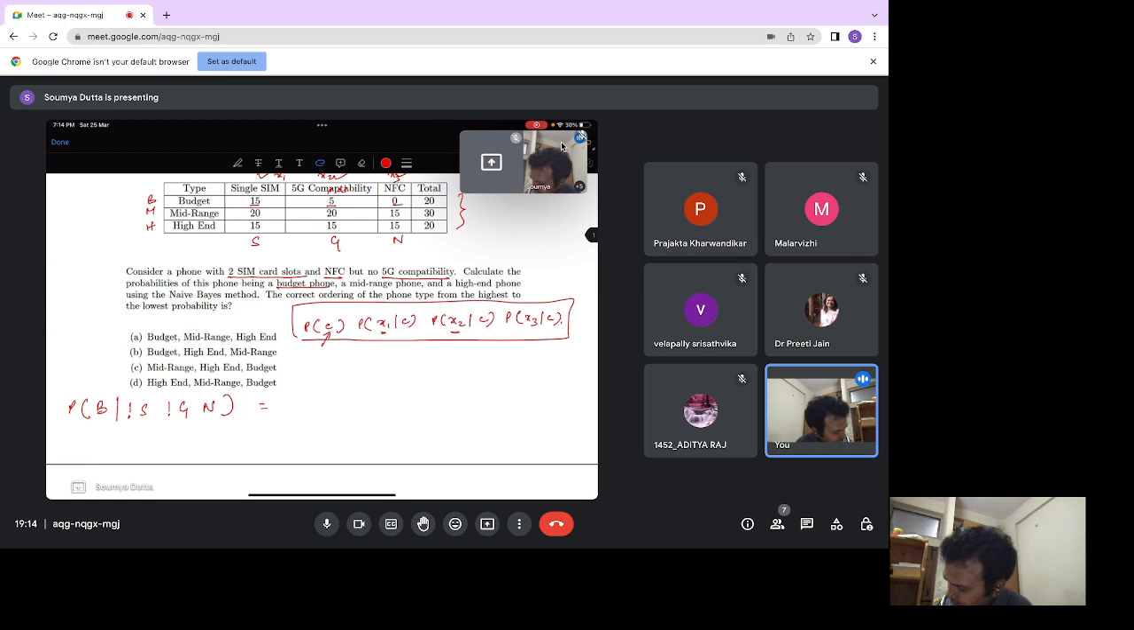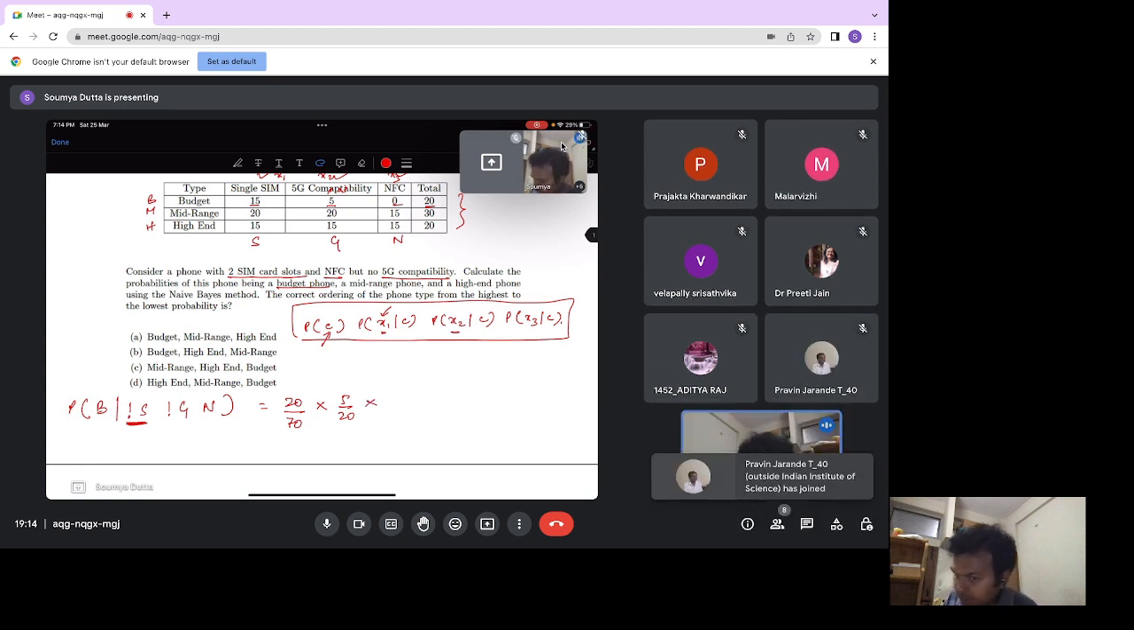Out of 70 phones you have 20 budget phones, so this would be 20 by 70. Then P of x1: for budget phones you have single SIM cards in 15 out of the 20 cases, but here you have the NOT operation over S, and therefore this would be 5 by 20. Then you don't have 5G compatibility, so that would be 15 by 20. And finally you have x3, but none of the phones have NFC, so this would be 0 by 20, so this would turn out to be 0.